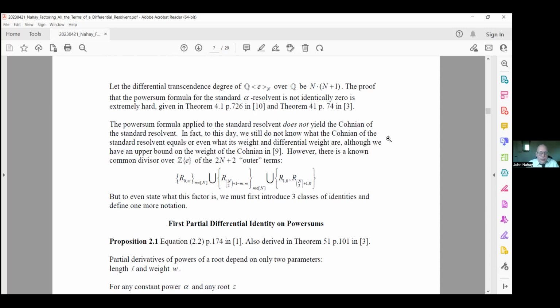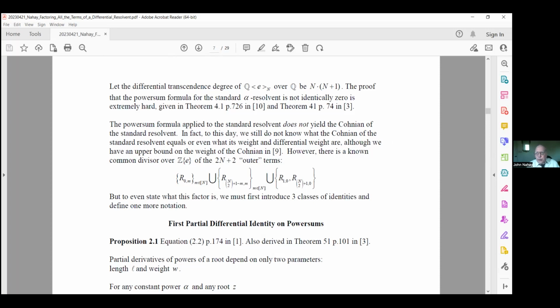In fact, to this day, we still do not know what the conian of the standard resolvent equals, or even what its weight and differential weight are. Although we have an upper bound on the weight of the conian, I'll show that later. However, there is a known common divisor over the base differential ring of the 2n plus 2 outer terms, and that's the subject of this talk. I think I've made a breakthrough on figuring out how to pull out this common divisor from the other terms.